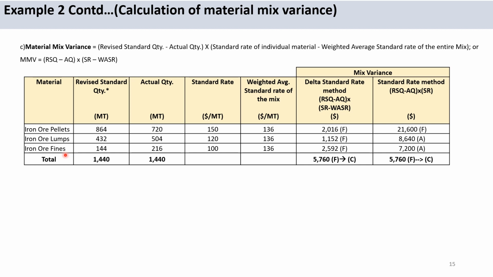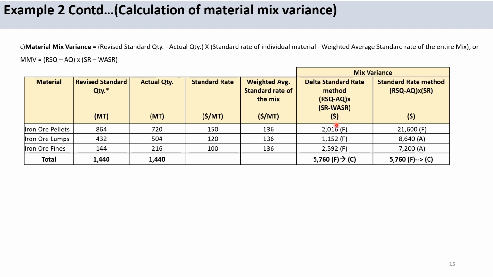Similarly, for fines, the price is $100, which is far lower than the weighted average price of 136, and we have consumed more quantity. So the delta standard rate method will show a gain of 2592, whereas the standard rate method will show a loss because we have consumed a higher quantity in absolute terms. So the standard rate method does not consider the price difference between the weighted average standard rate and the standard rate of that particular material. That is the anomaly in the standard rate method, whereas it should have captured that anomaly to calculate the correct mix variance.